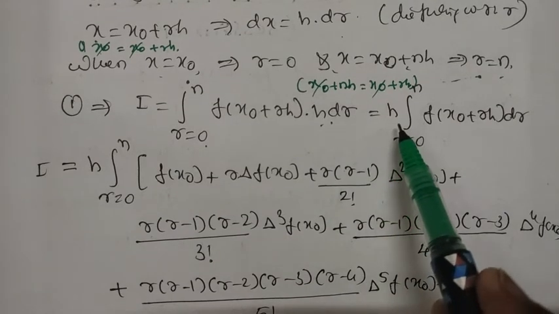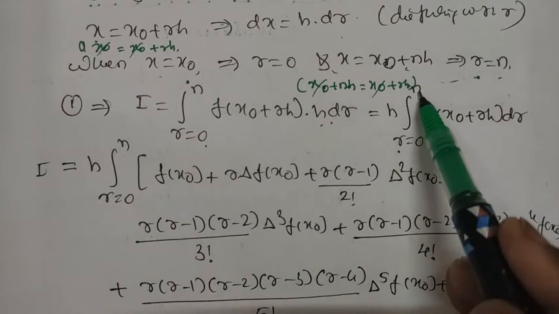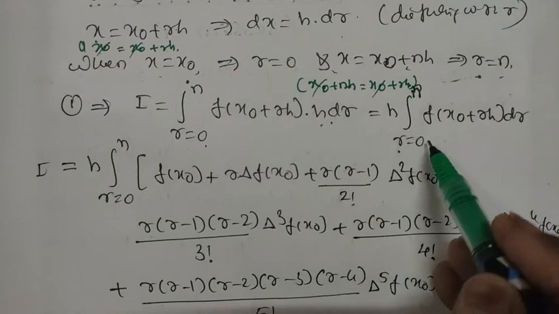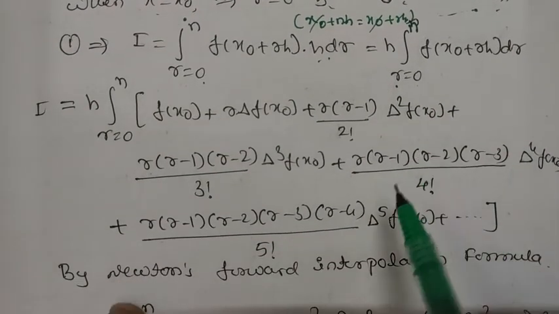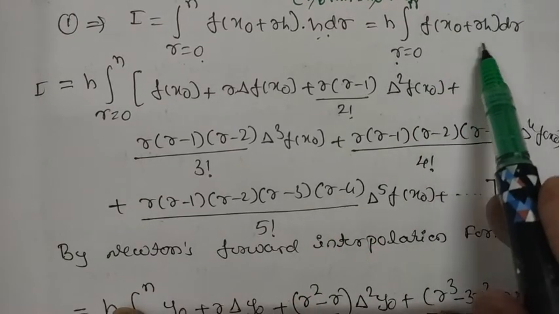Let us take h outside. It is a constant, so we can take it outside the integral. Integration from r equals 0 to n of f of x naught plus rh into dr. Here we use Newton's forward interpolation formula for f of x naught plus rh, which was used in your previous class.